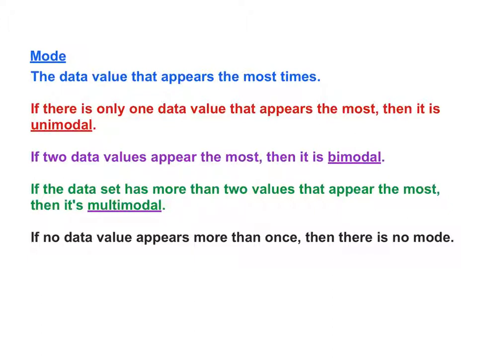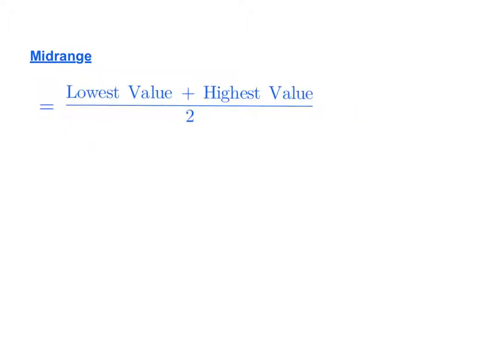So the mid-range, you guys know what the range is? Oh, I already told you. Dang it, it's already up there. So the range is the highest value minus the lowest value. All right, the mid-range is the average of the highest and lowest value. So you're going to add those two things together, divide by 2.